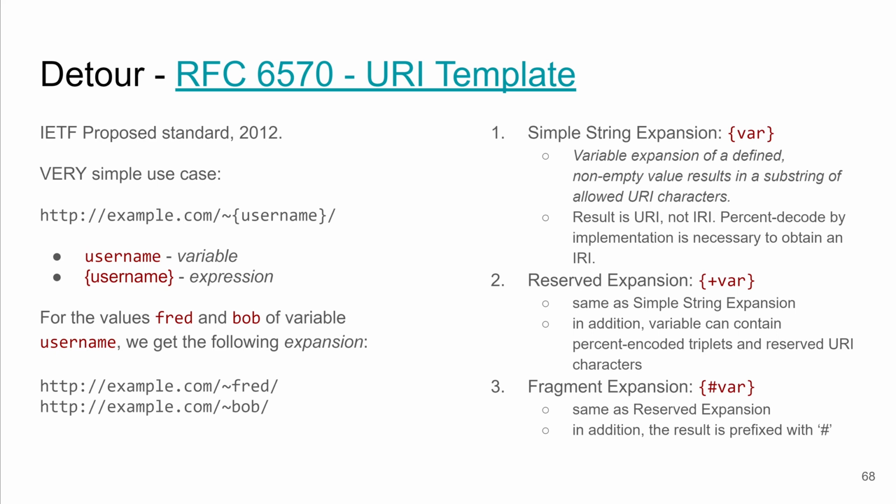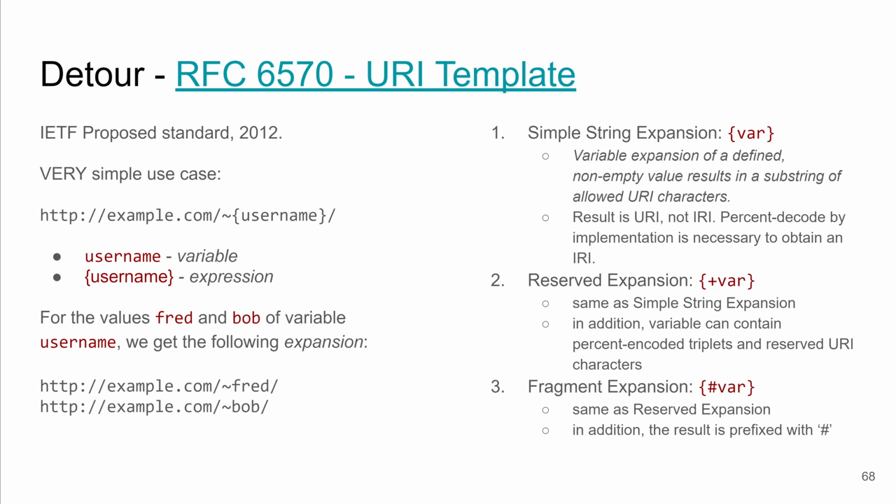Then there is a reserved expansion, which means that there is a plus in the curly braces before the variable name, which works basically in the same way. However, there can be some encoded triplets, encoded characters in the variable value, and also there may be some reserved URI characters. And then there is the fragment expansion, which again works basically the same. However, the result gets prefixed with a hash, which means that you are making sure that whatever the expansion is, the value gets into the fragment part of the URI.